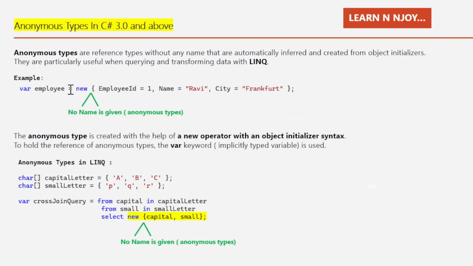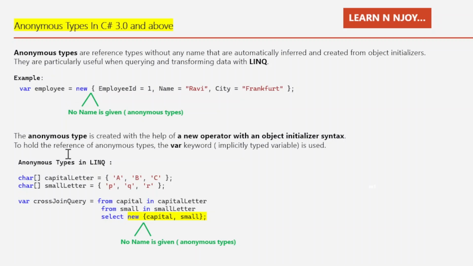And to hold the reference of the anonymous type, I have used the var keyword, which is nothing but an implicitly typed variable. That's what I have written: var emp =. This is the reference I am storing into the variable emp. So this is the way we write anonymous types.